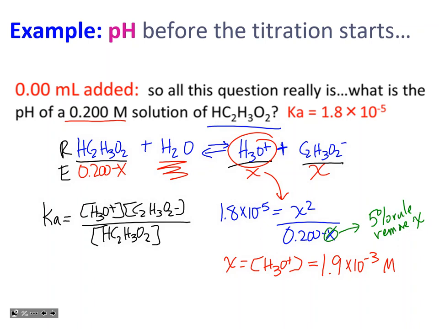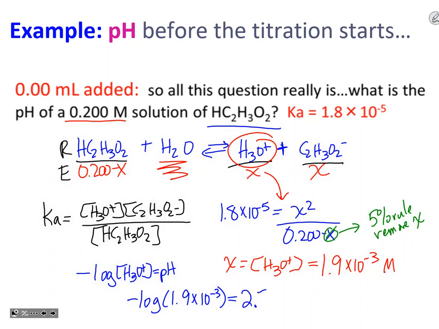Then all we have to do is the negative log of our hydronium. That's going to give us our pH. So do that, negative log of 1.9 times 10 to the minus 3. And what is our pH to begin with on this titration curve? 2.72. You get 2.72, which is correct.